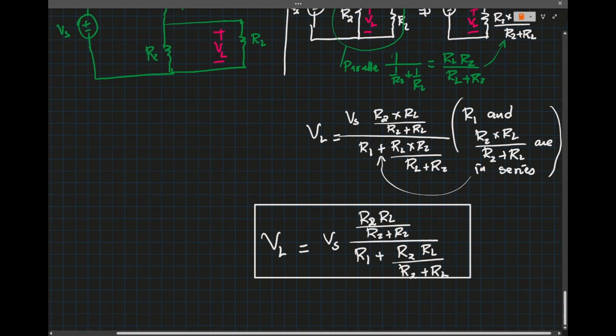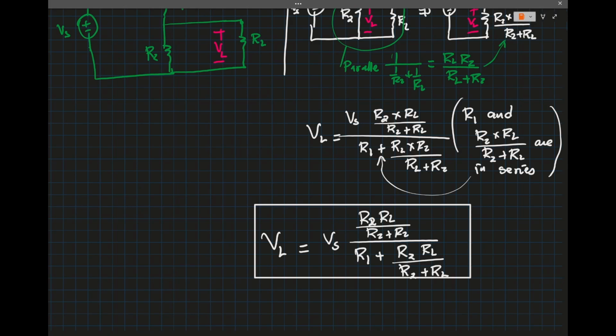Okay, now let's talk about the current divider rule.